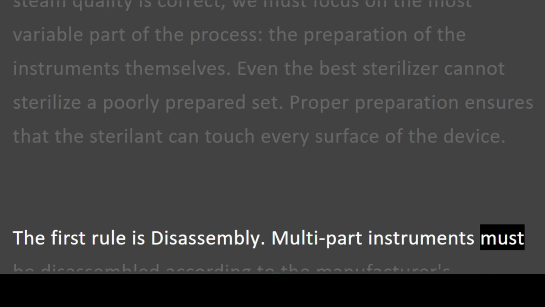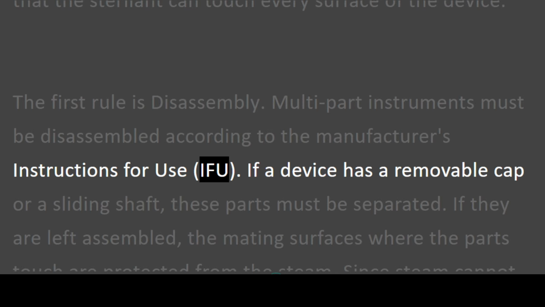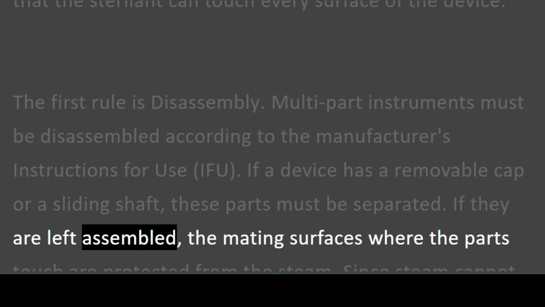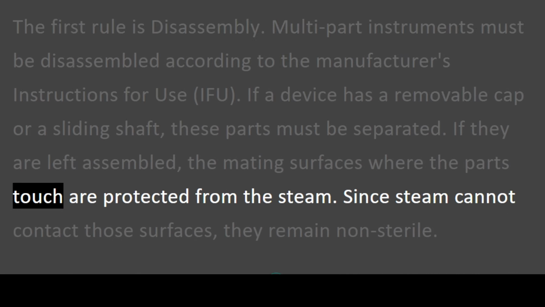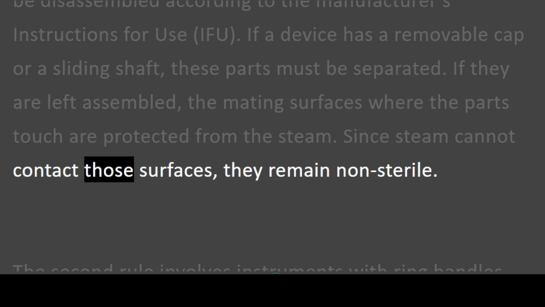Multi-part instruments must be disassembled according to the manufacturer's instructions for use, IFU. If a device has a removable cap or a sliding shaft, these parts must be separated. If they are left assembled, the mating surfaces where the parts touch are protected from the steam. Since steam cannot contact those surfaces, they remain non-sterile.